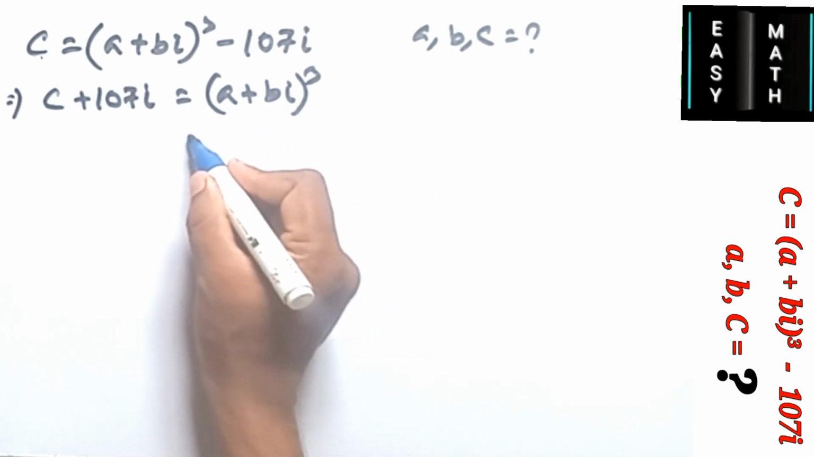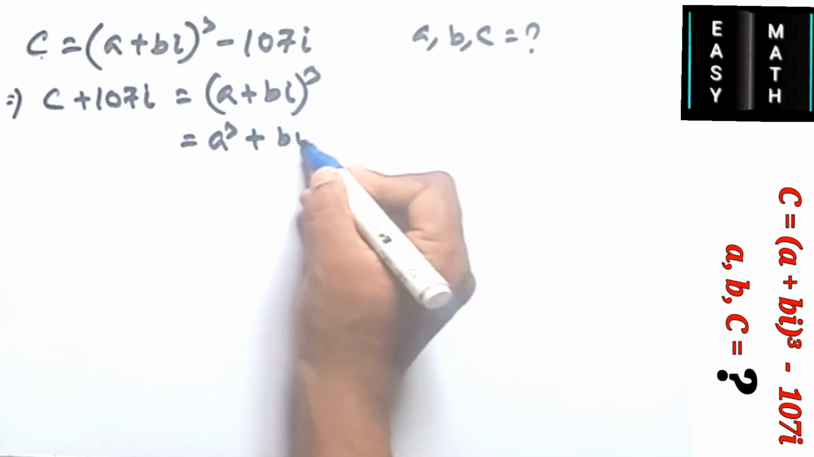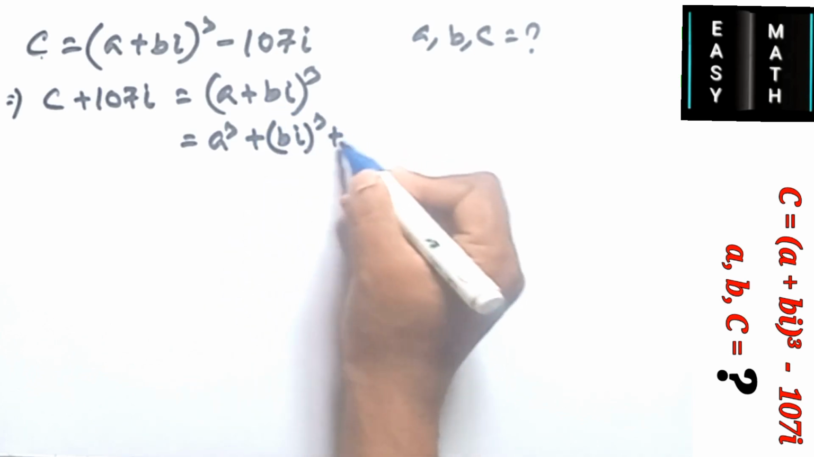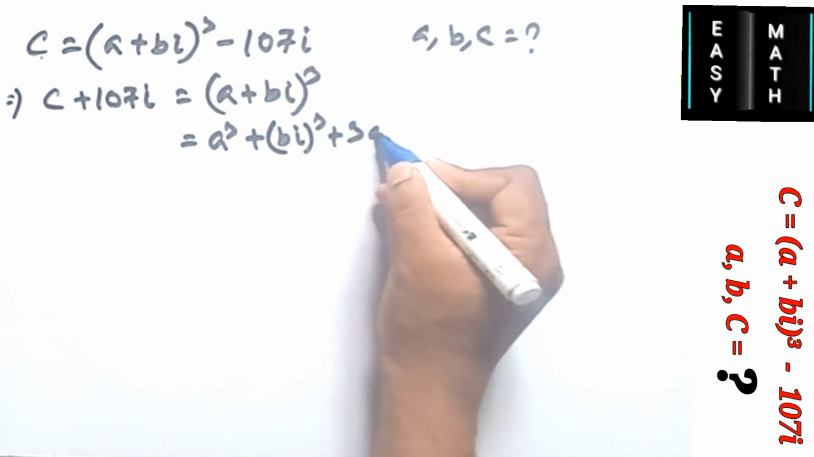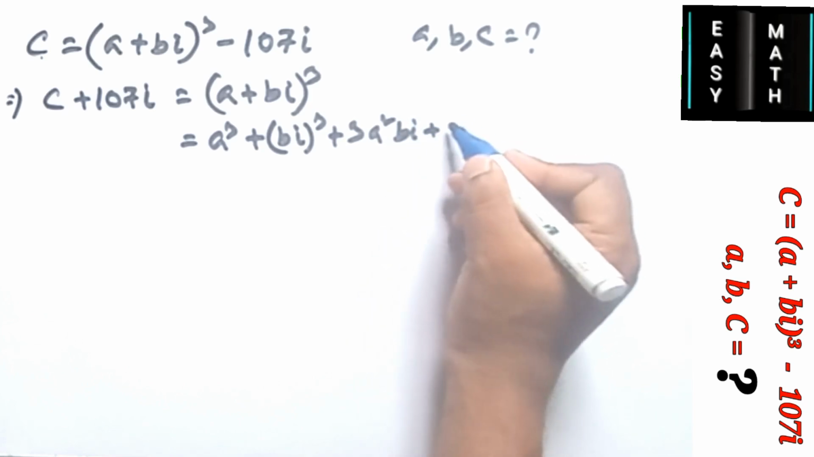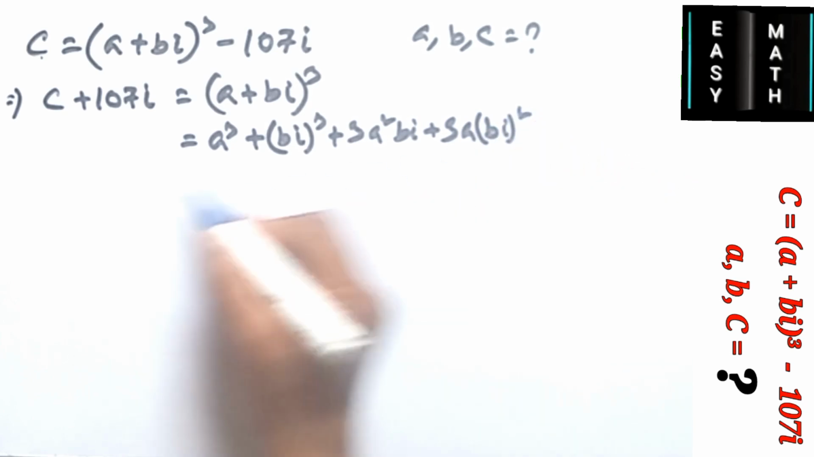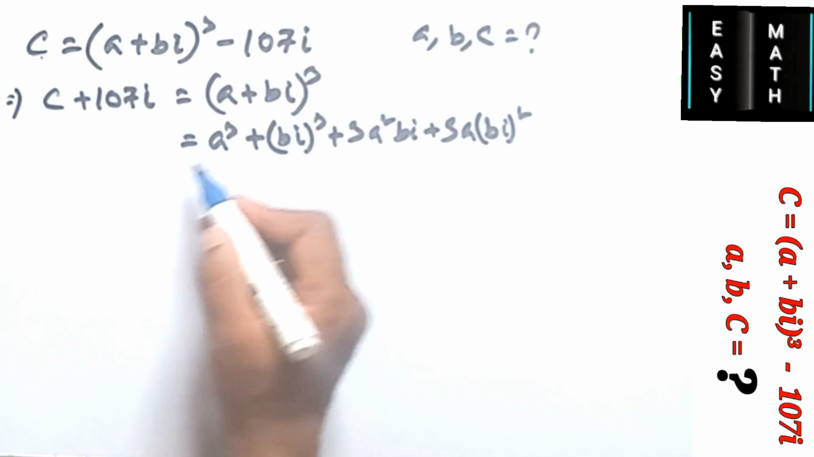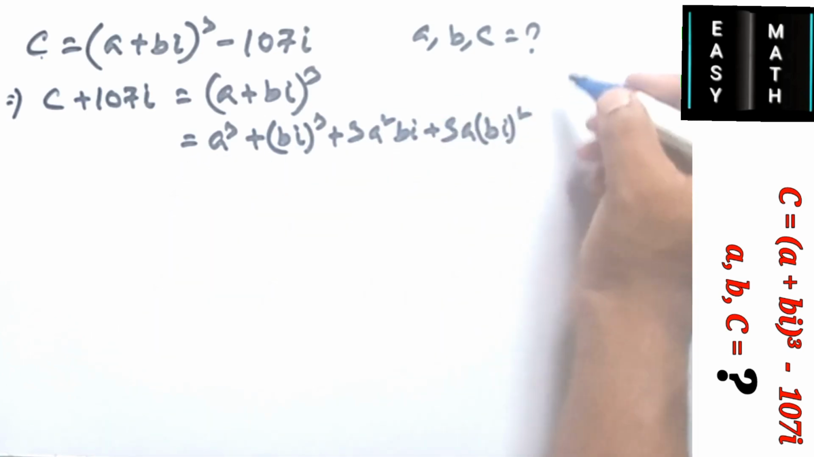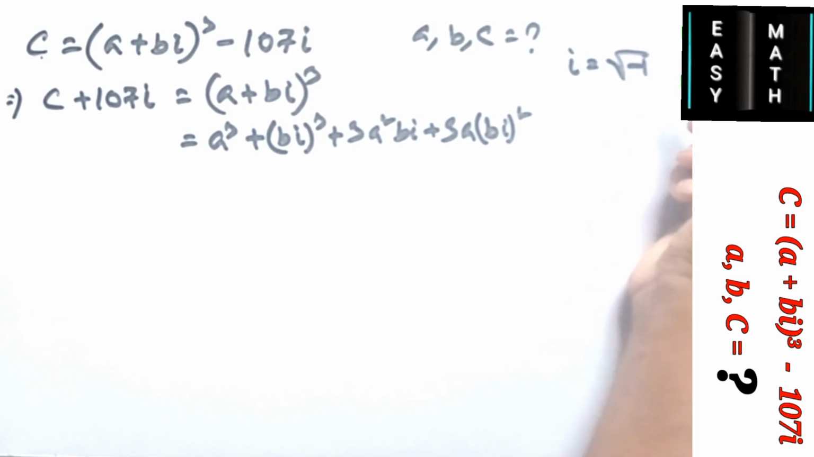The (a plus bi) cubed formula is a cubed, and there is the bi cubed, and there is the 3a squared bi, and there is the 3a bi squared. This is the formula for (a plus b) whole cubed. And we know i is equal to root over minus 1.